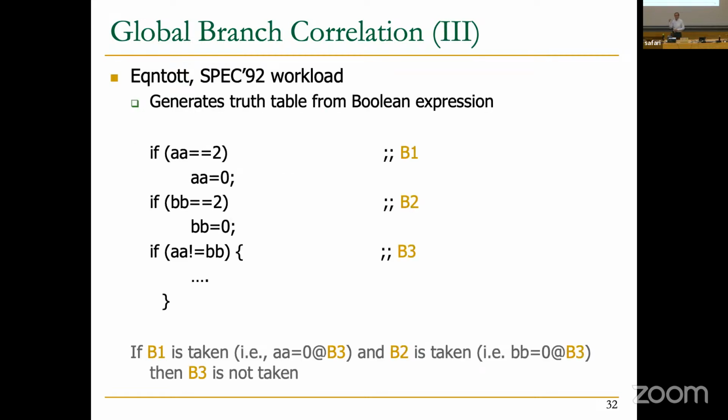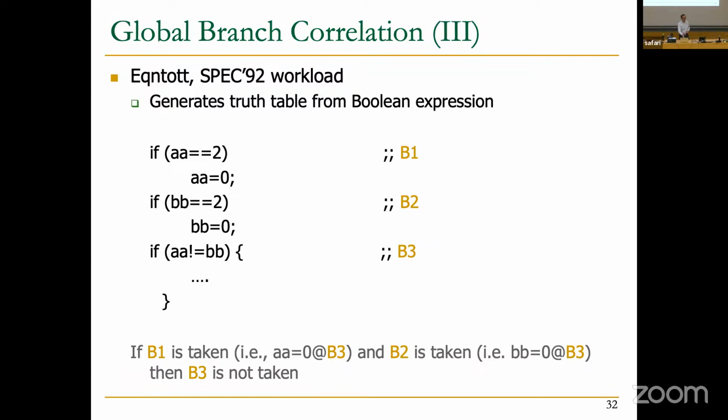This used to be a very tough workload. This is the SPEC, Standard Performance Evaluation Corporation. And a lot of processors were designed to fail, let's say, in this code, until people invented the global branch predictor. But if you look at this code, if this branch is taken and this branch is taken, then this branch is not taken because they're setting AA and BB that this branch is testing. Right? And it turned out a lot of processors could not do this well. The prediction accuracy was less than 80%.